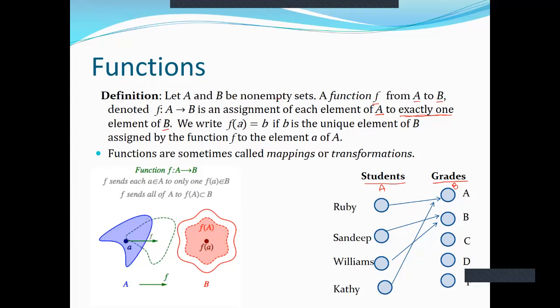Again, f is an assignment of each element of A to exactly one element of B. And then we write it like this: f of a equals b. What does it mean? We have mapped this a from set A with the help of function f, and the result is b.